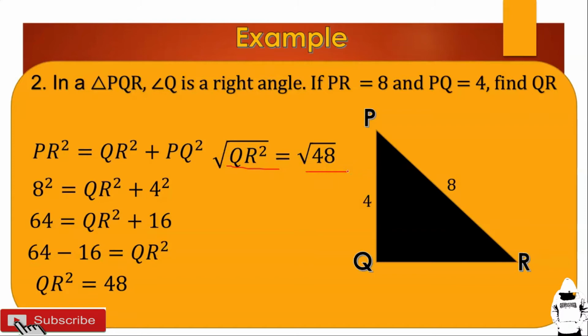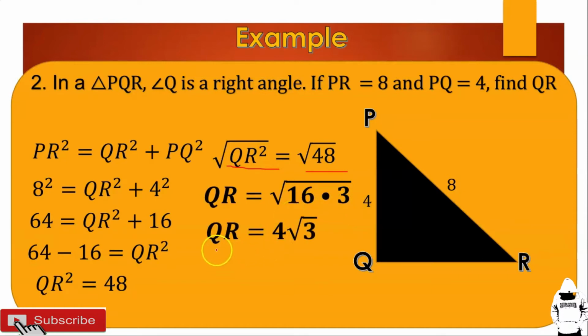48 is not a perfect square, but it is factorable. So, the factors of 48 are 16 and 3. Okay, and then simplify. QR now is equal to square root of 16, that is 4.